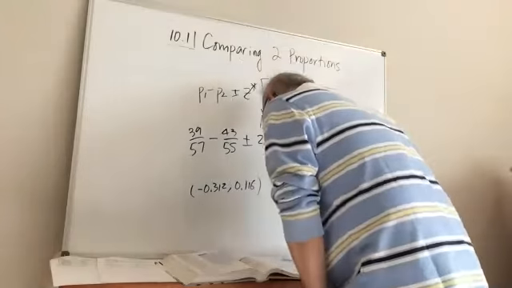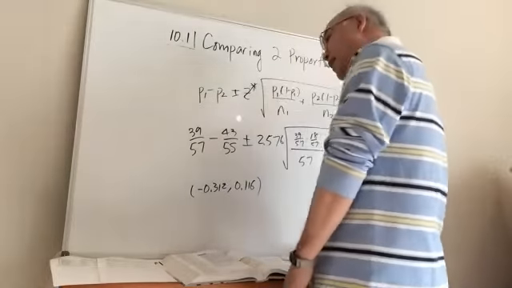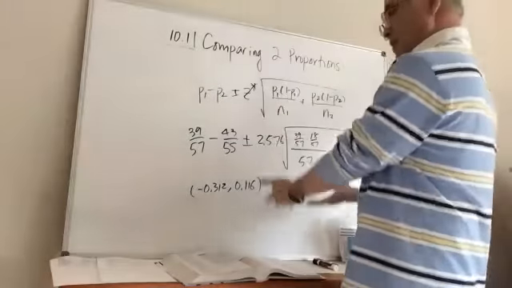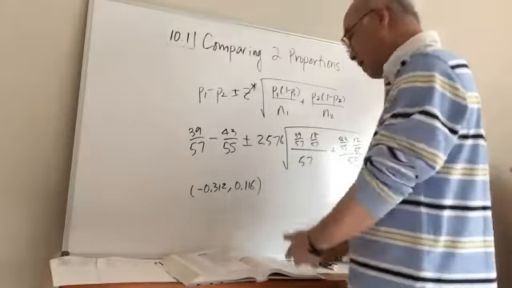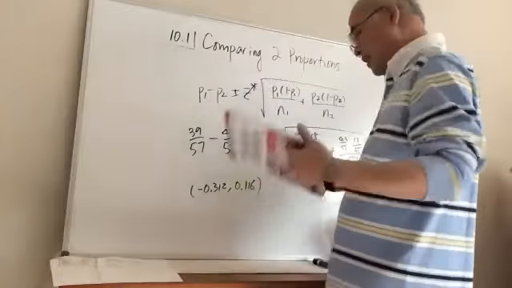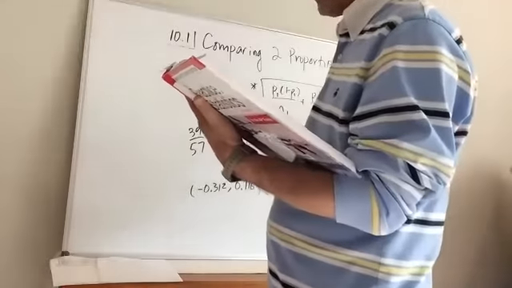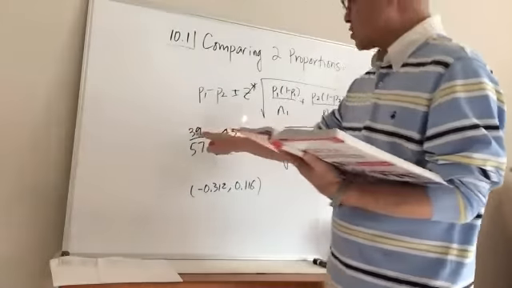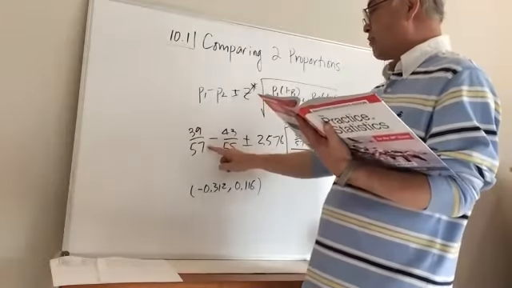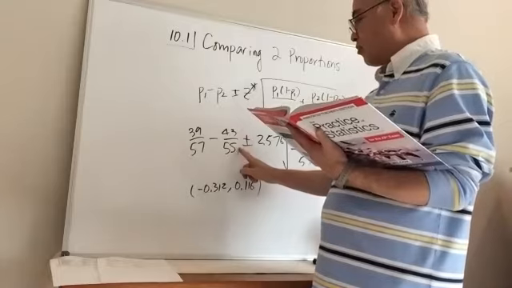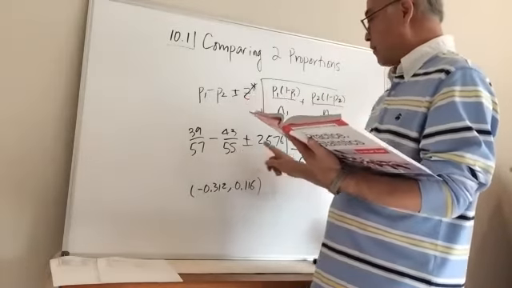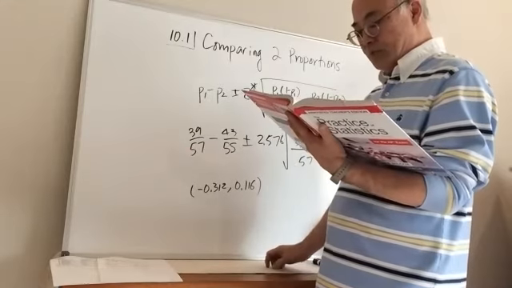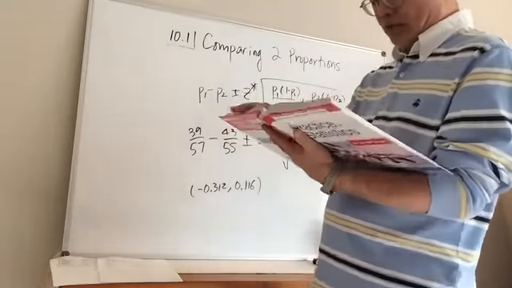Now let's go to page 629. There's a technology corner. Of course, your calculator is able to do all this stuff that we did right now. If you want to look at that, you can go to page 629. It gives you X1 is 39, N1 is 57, X2 is 43, N2 is 55, and then you give it 0.99 as the confidence level, and it'll spit out the confidence interval for you.